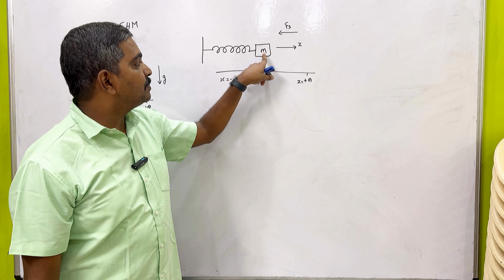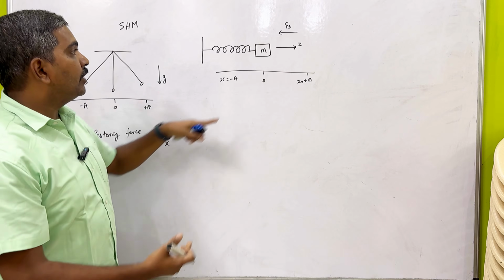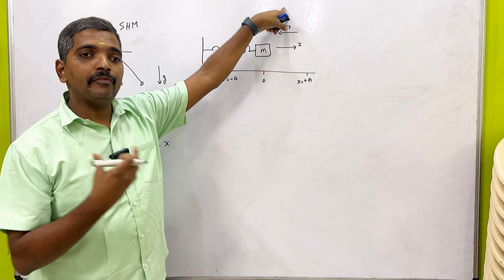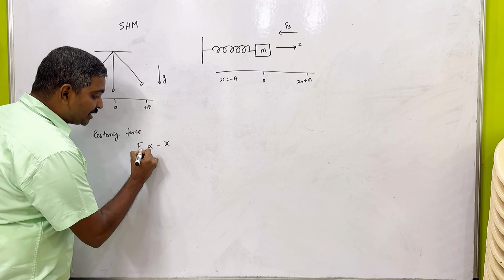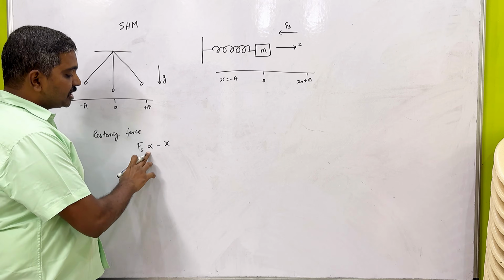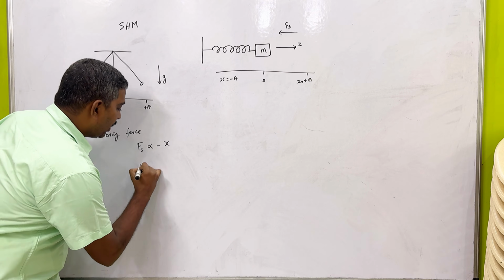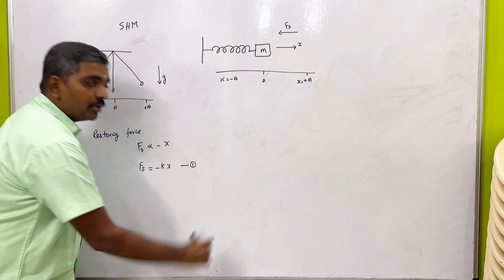So I pull this mass from here to some distance x. There is a restoring force. If your displacement increases, the restoring force also increases. This is called your spring force. Now I'm going to replace the proportionality symbol by a constant. So F_s equals minus kx. This is my equation 1.